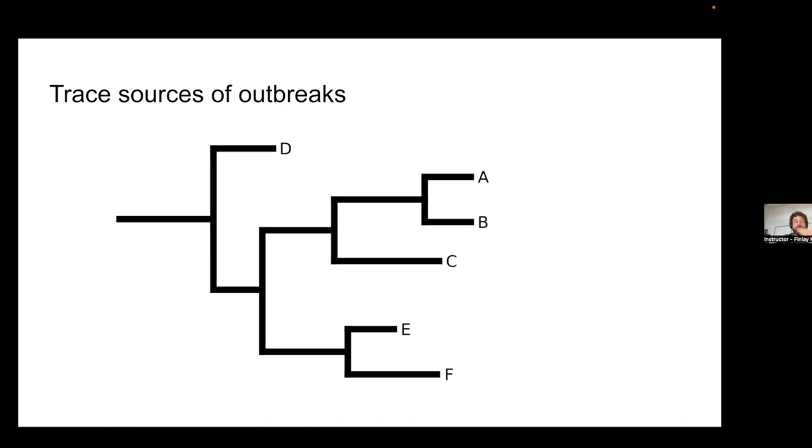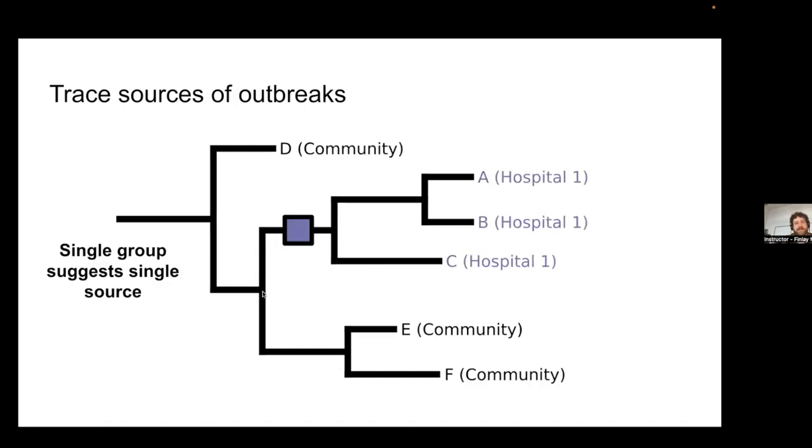So we might be interested in an outbreak in a hospital, right? Say we've got our tree, we're back to our simple ABCDEF tree. And we can use metadata. We can say, where did these samples get collected? D was collected in the community, A, B, and C were collected in hospitals, E and F were collected in the community. And so we have a trait, right? We have a piece of information on the tips of the tree again. Just like before, where we had the dates on the tips of the tree, and we want to look back in the tree.